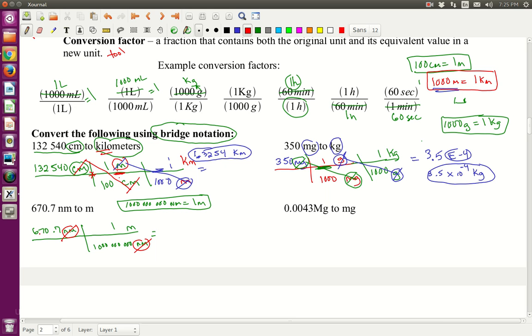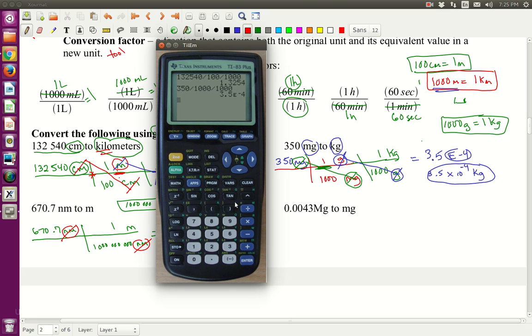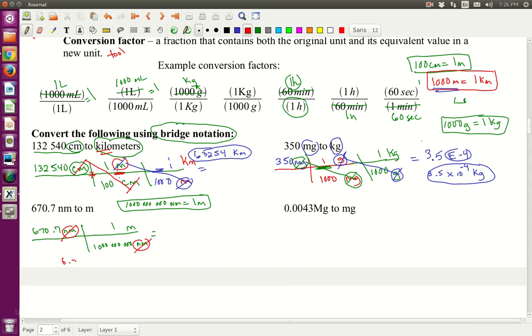And so take 670.7 divided by 1 billion. So let's turn on the calculator again. And I'm going to clear it. 670.7 divided by 1 billion. 1, 2, 3, 4, 5, 6, 7, 8, 9. Nano 9. Enter. 6.707 times 10 to the minus 7. That E is the exponent again. 6.707 exponent negative 7. So 6.707 times 10 to the minus 7 meters.